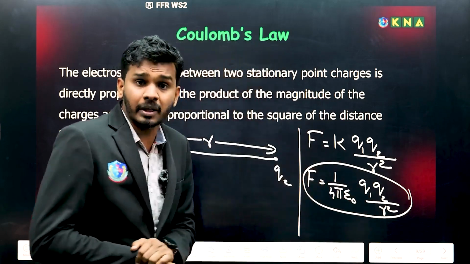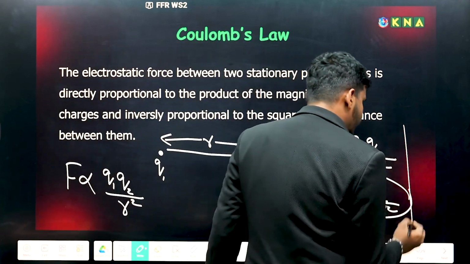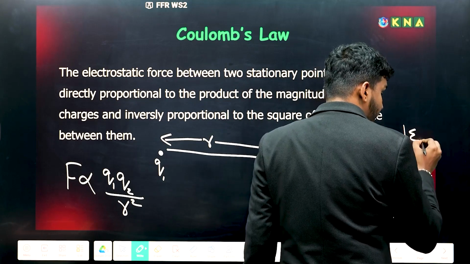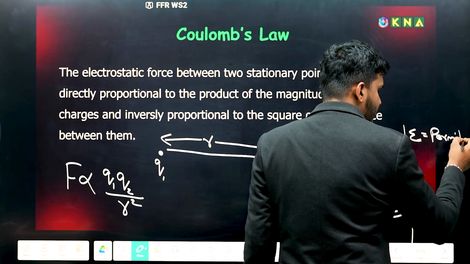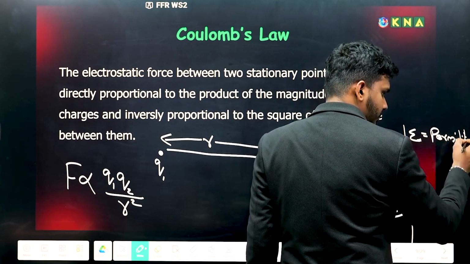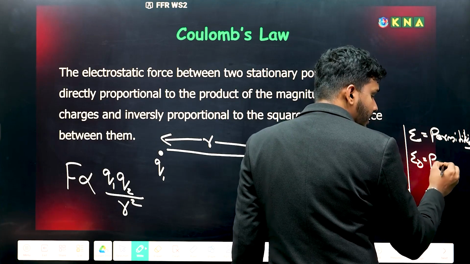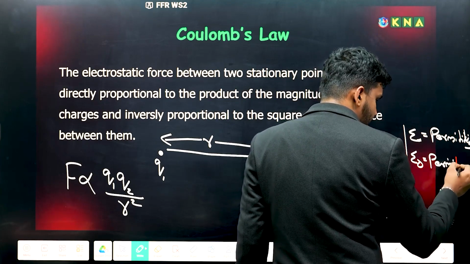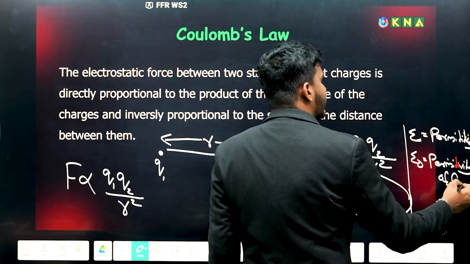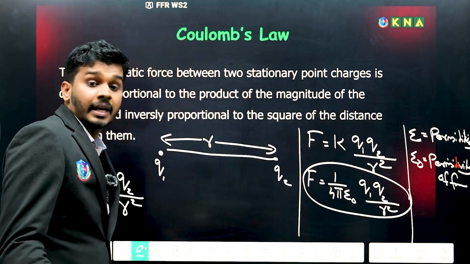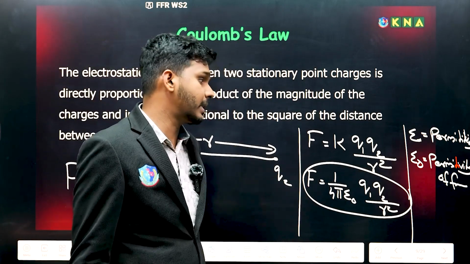What is epsilon naught? Epsilon naught is the permittivity of the medium. Epsilon is the permittivity of the medium. Epsilon naught is the permittivity of free space. Free space permittivity is epsilon naught. Permittivity of medium is epsilon.